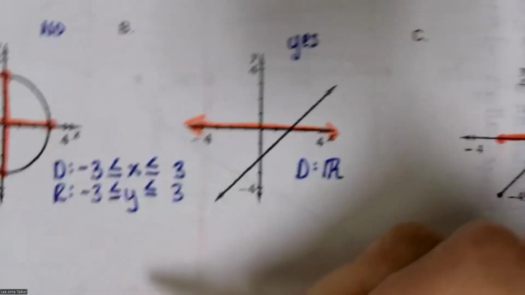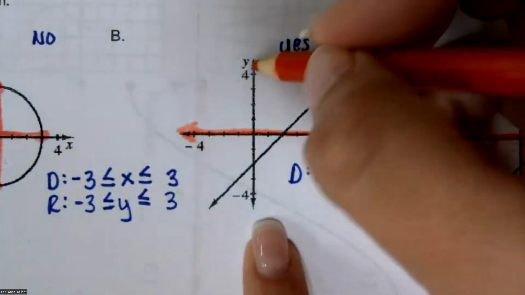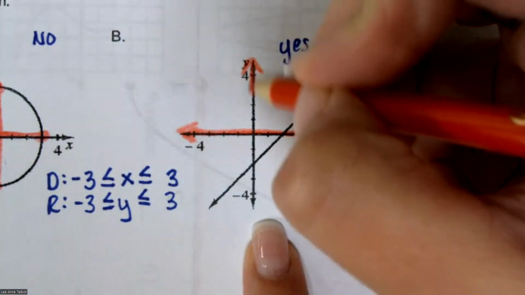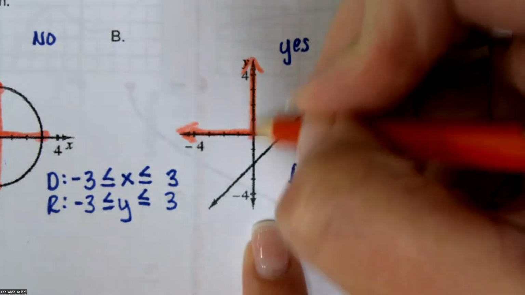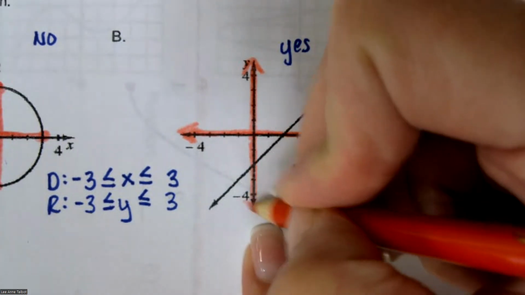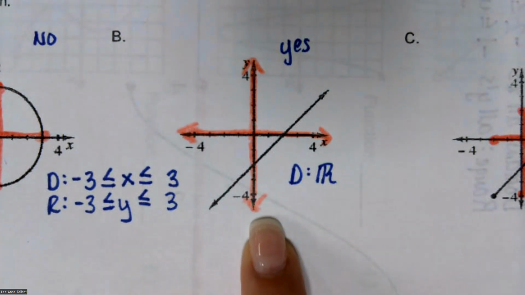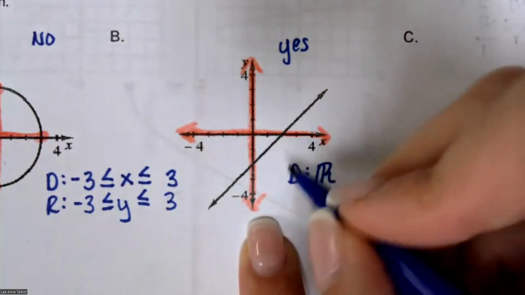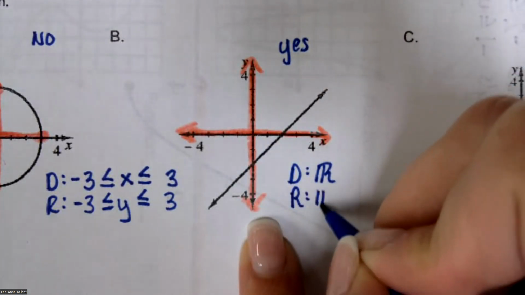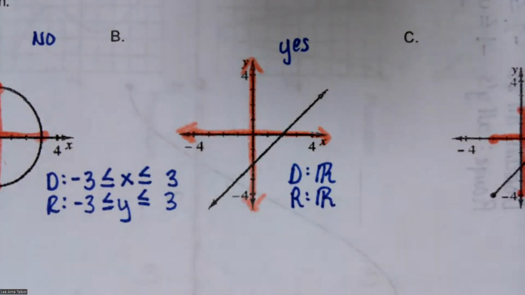Now we're going to do the range. We're going to color on the y-axis. It's going up forever. Line is here, line is here, line is here. Down forever. The whole y-axis is colored. The range is also all real numbers.